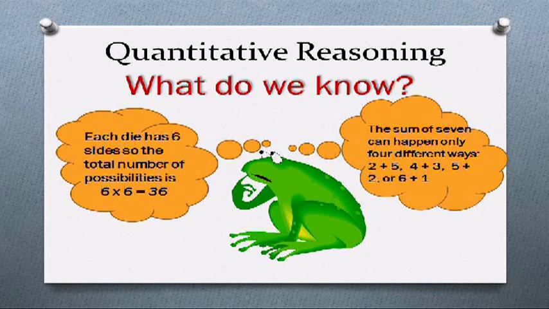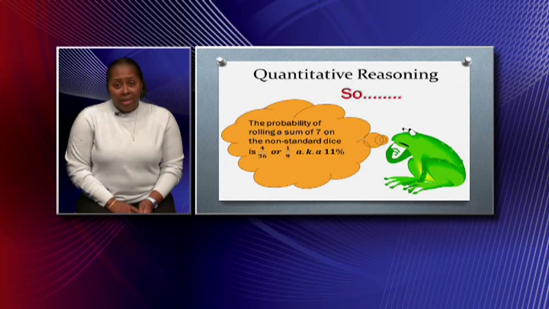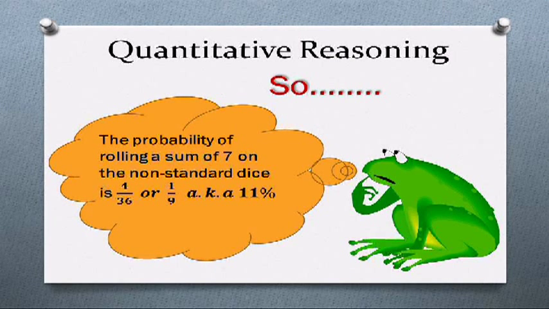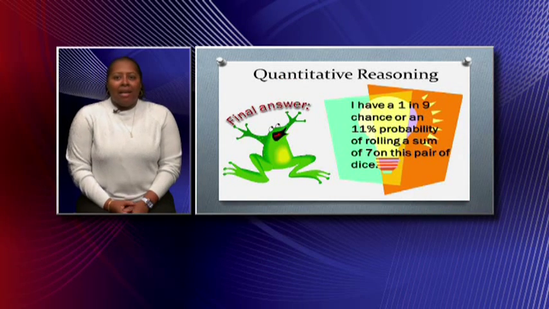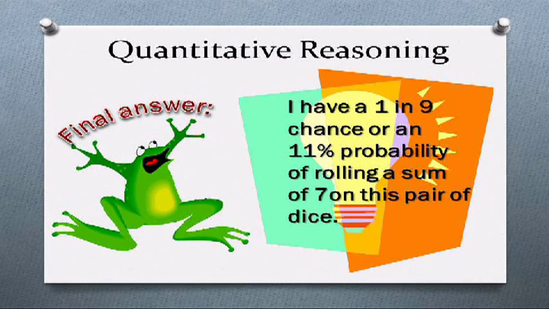We also know that because this is a non-standard pair of dice, there are only 4 ways in which we can throw a sum of 7. That is, we can roll a 2 and a 5, we can roll a 4 and a 3, a 5 and a 2, or a 6 and a 1. So the probability of rolling a sum of 7 on this particular non-standard pair of dice is 4 out of 36, or 1 out of 9, also known as 11%. So yay, final answer. I have a 1 in 9 chance, or an 11% probability of rolling a sum of 7 on this particular set of non-standard dice.